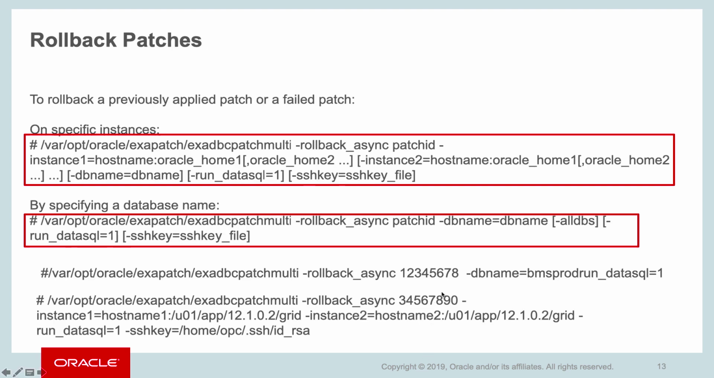Once you have applied a patch, if you get into issues, you might want to roll it back. For rolling back, you will again be using the same API, exadbcpatchmulti, with the argument rollback_async, the patch ID, and the instance you want to roll it back from, whether with the instance name or just with the database name. In this example, exadbcpatchmulti rollback_async, the patch ID, and the database name equals to, and you also need to pass the node from which you will be running the datapatch SQL, and I'm providing one as input here.